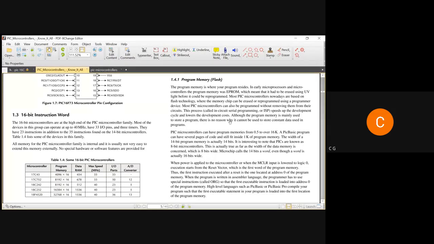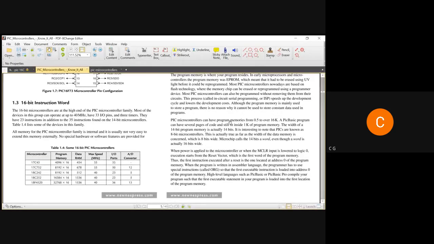Most PIC microcontrollers nowadays are based on flash technology, where the memory chip can be erased and reprogrammed using a programmer device. PIC microcontrollers can have program memories from 0.5K to over 16K. A PIC basic program can have several pages of code and still fit inside 1K program memory. The width of the program memory is actually 14 bits, and it is interesting that PICs are known as 8-bit microcontrollers.